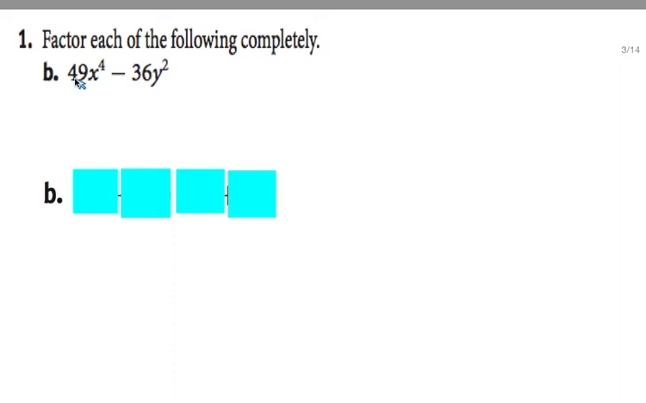Another problem, this one, you have 49x^4 minus 36y^4, and again, we're factoring completely. Hopefully you guys have noticed that this 49 can also be written as 7 squared, and x^4 can be written as x squared, squared again, and then minus, the 36 is 6 squared, and then the y^4 is y squared, squared. Okay, so what you end up having is a difference of squares here.